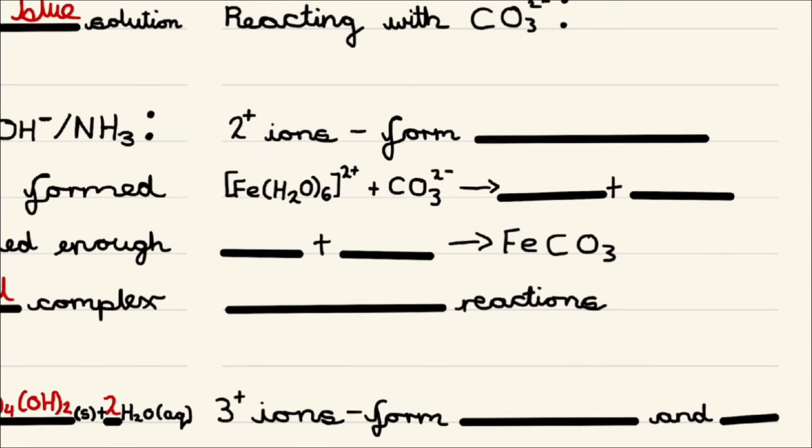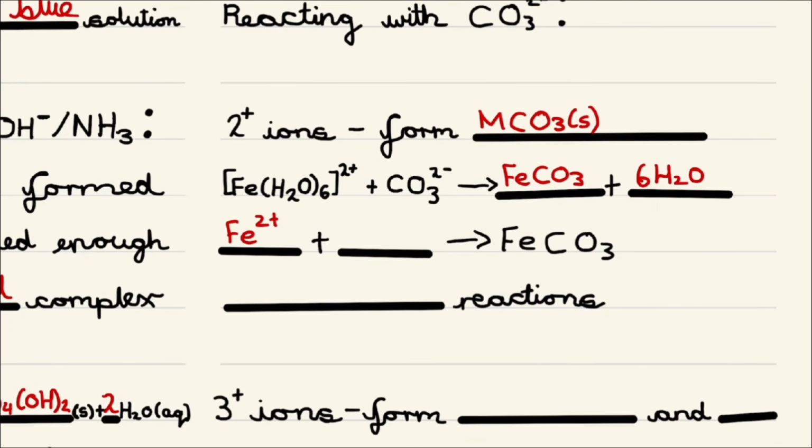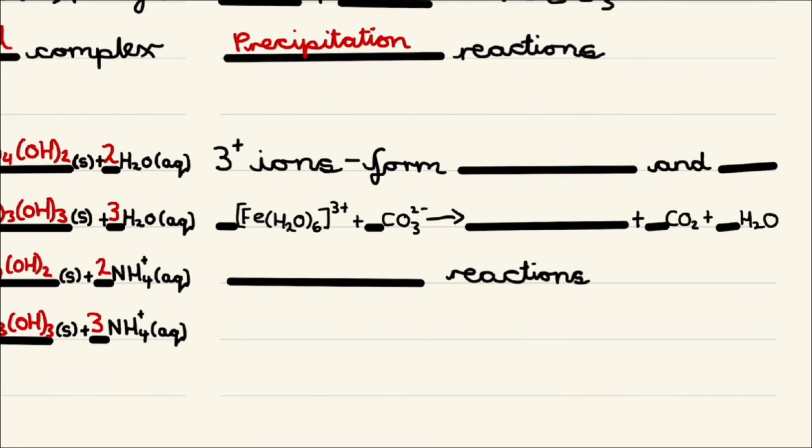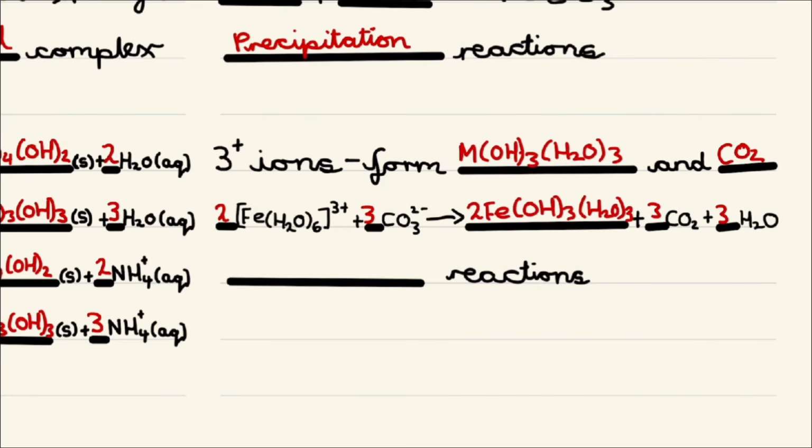Now when we react 2+ complexes with carbonates, we form metal carbonates. So with hexa aqua ion 2+, we'd form this. And this is the case with all 2+ complexes. And the ionic equation for this would look like this. And this is a precipitation reaction. And with 3+ ions, we would form this complex. And carbon dioxide. So for hexa aqua ion 3+, we would get this reaction. And this is an acid-base reaction.